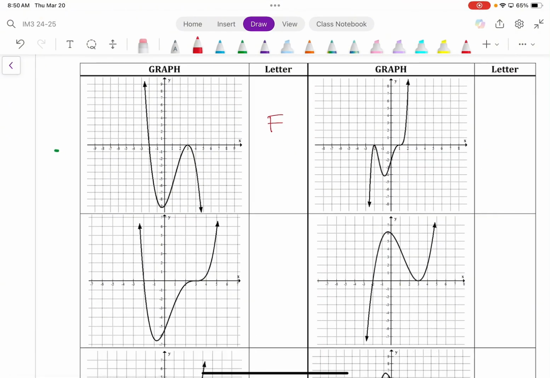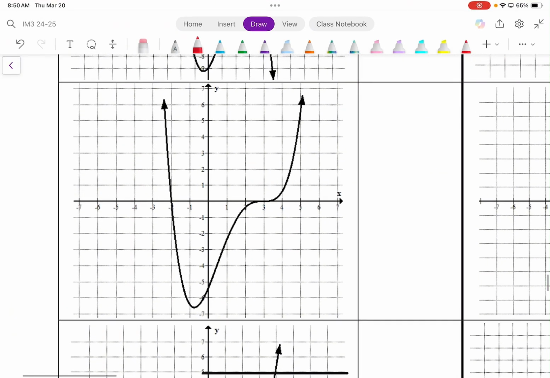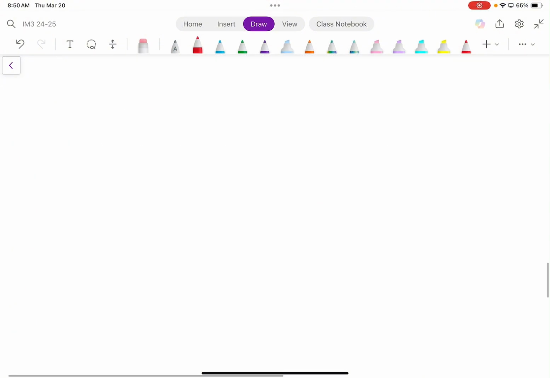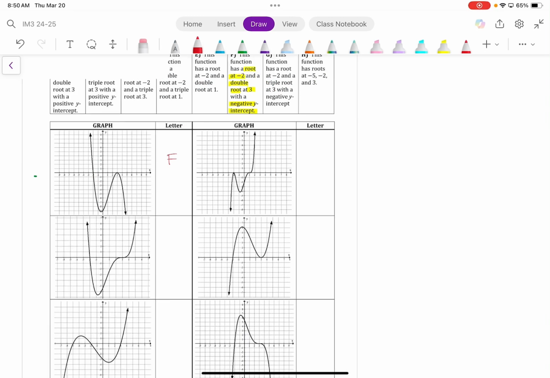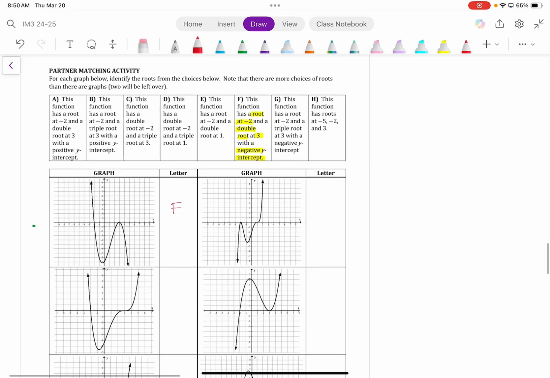Next group. So after that one, let's go one down. Let's go to Kyle's group. What is the description for this one? This function has a root at -2 and a triple root at 3 with a negative y-intercept. So it has a root at -2, the triple root at 3, and a negative y-intercept. So this one would be G. Excellent.